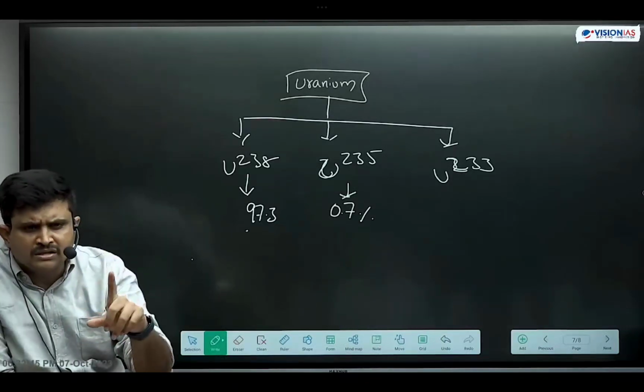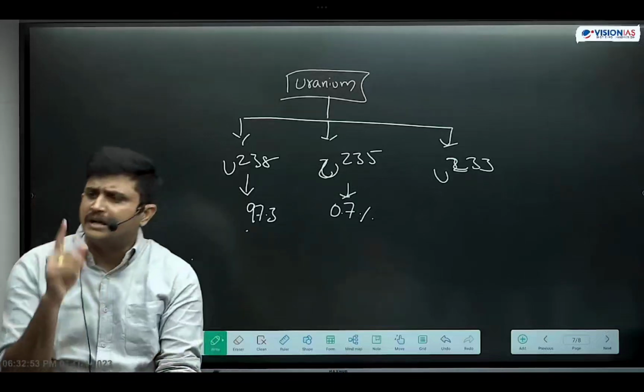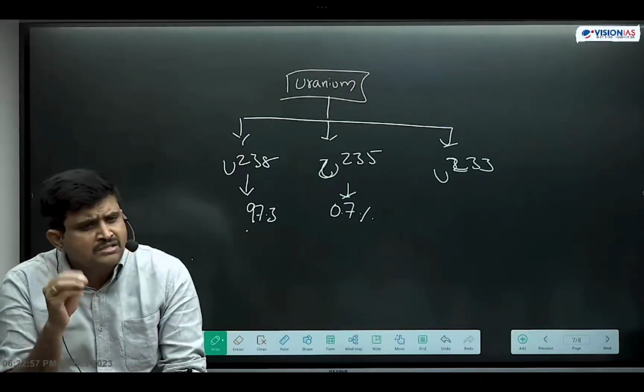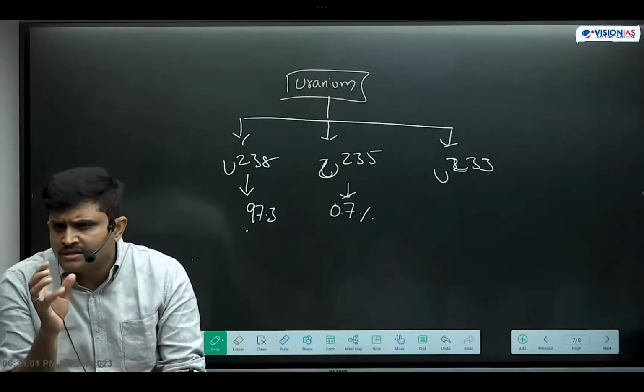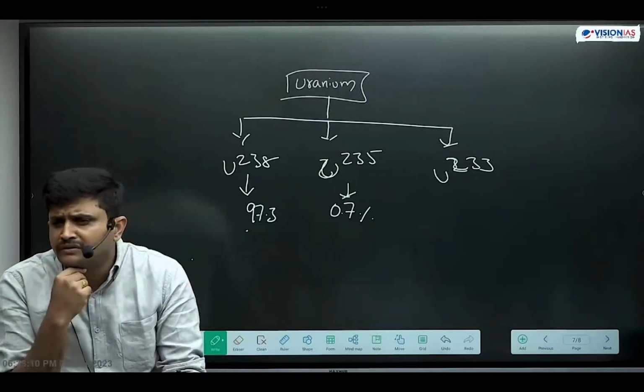Enhancing the concentration of uranium 235 in uranium 238 is called enrichment of uranium. Both enrichment and fabrication are done at a nuclear fuel complex. This nuclear fuel complex was established in Hyderabad as well as Kota, Rajasthan. These are the two places where nuclear fuel complexes were established. Okay, now, next, once the enrichment is done, what will be done?